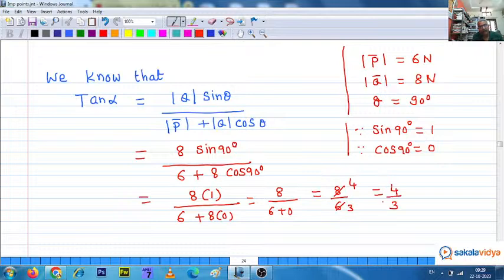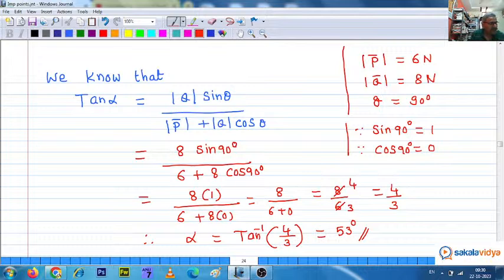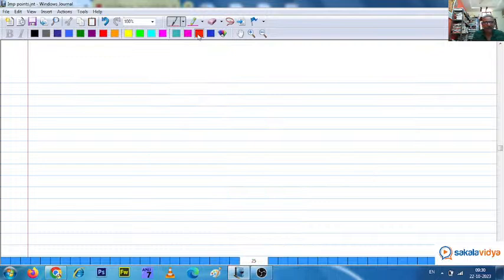But we need alpha. Therefore, alpha is equal to tan inverse of 4 upon 3. So tan inverse of 4 upon 3 is approximately equal to, with the help of a calculator you can find out, 53 degrees. Generally this same tan inverse of 4 by 3 will come in board problems also. So now let us move to the next question, the third question. I hope it's very clear to you now.